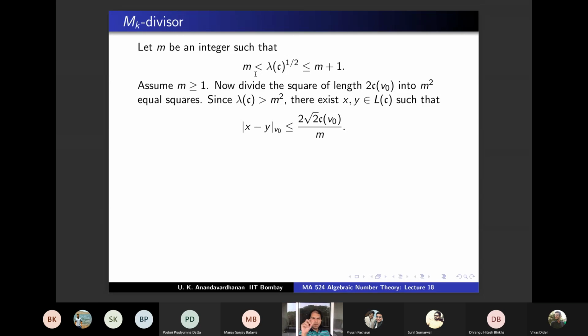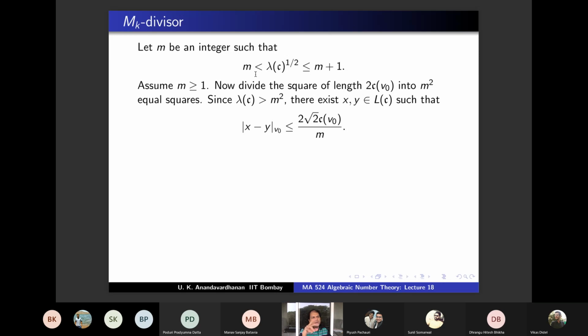And if you have x and y in one small square, what can you say? This is a complex absolute value, so the usual distance between x and y. What can you say? It is less than or equal to root 2 times the length, right?